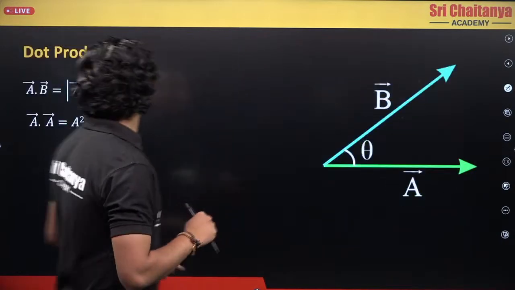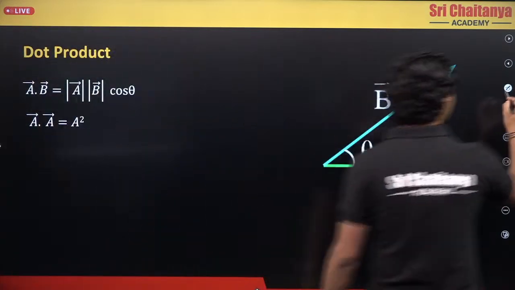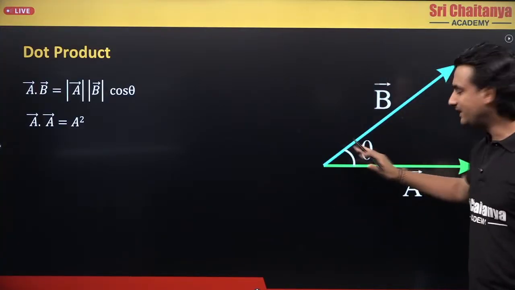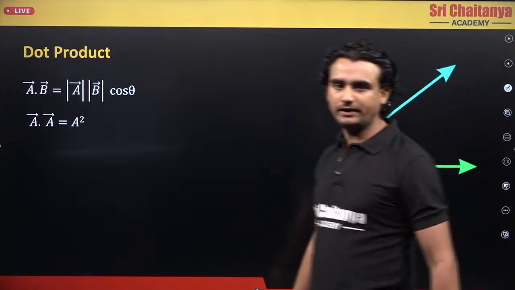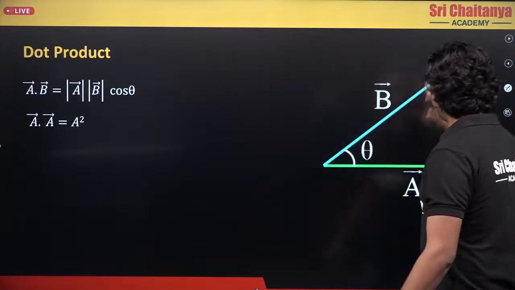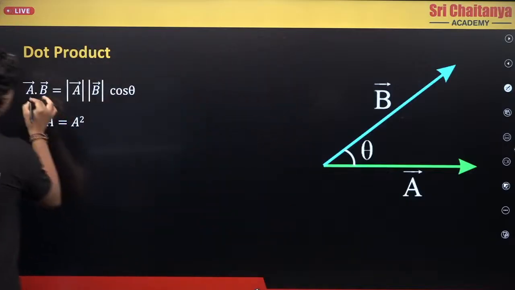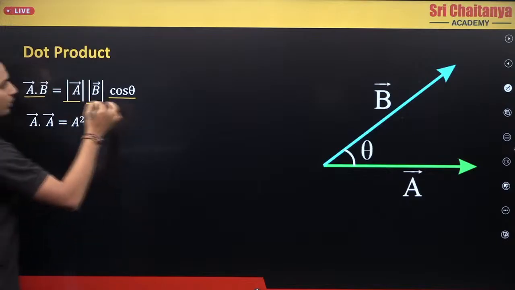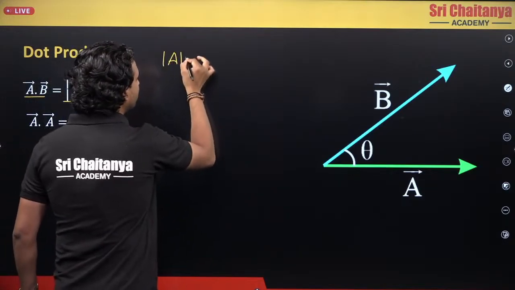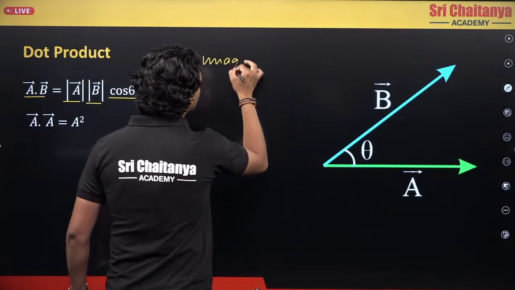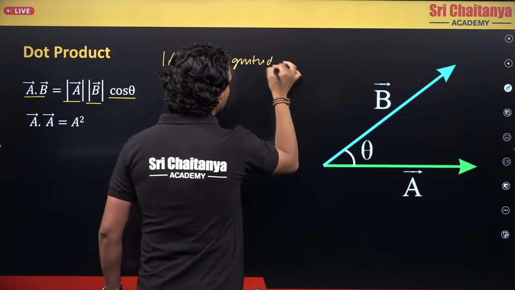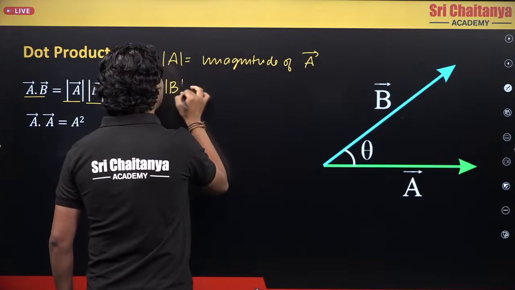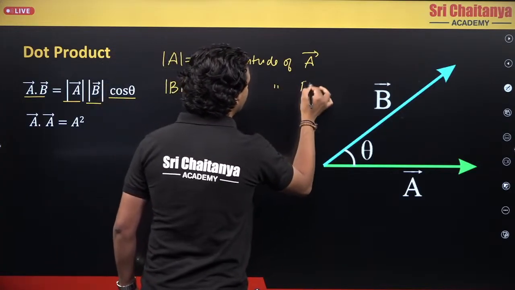Now let's talk about the dot product more in detail. Suppose I have two vectors, vector A and vector B, and theta is the angle between the two vectors, correct? So what is the dot product? For two vectors, A dot B is mod of A into mod of B into cos theta. What is mod of A? Mod of A is the magnitude of vector A, and mod of B is the magnitude of vector B, right?